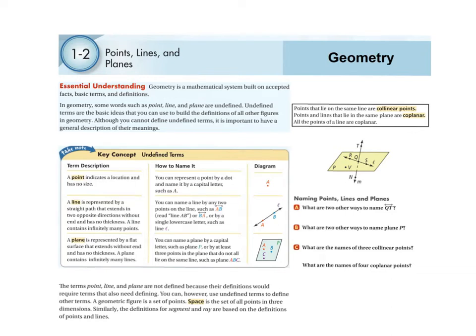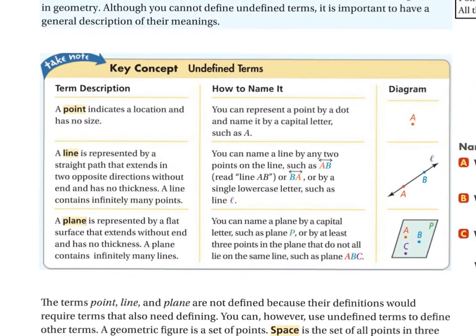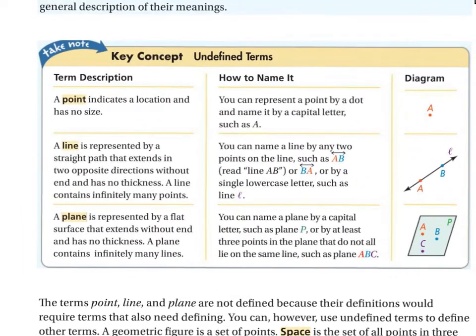Alright, so section 1.2, points, lines, and planes. So this is all the basics of geometry. So first, let's look at this figure right here. There's three different things in this figure: a point, a line, and a plane.